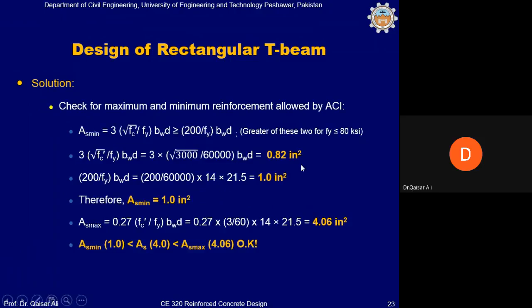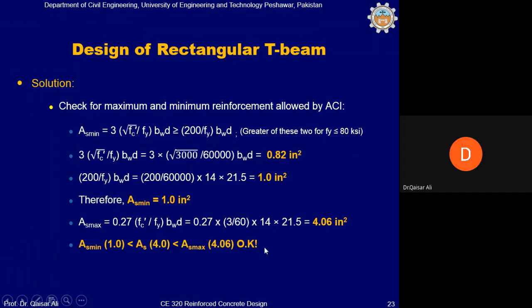AS minimum is 3 times square root of FC prime divided by FY times BW, and 200 divided by FY times BWD. The greater of these two shall be taken. I explained in the previous lecture that 200 divided by FY times BWD will give you more area of steel than this equation, as long as FC prime is less than 4500 psi. So AS minimum is 1 square inch, and AS maximum is 4.06 square inch.